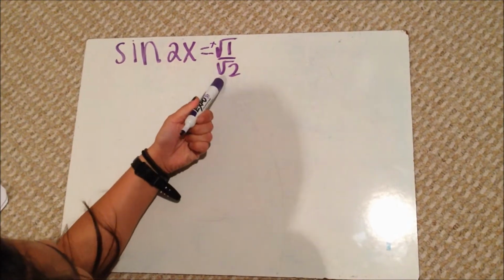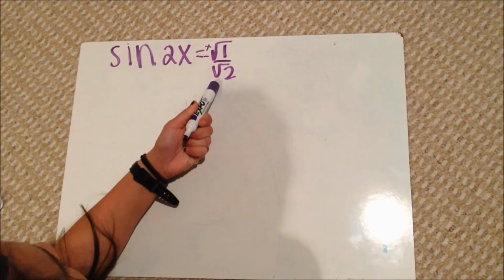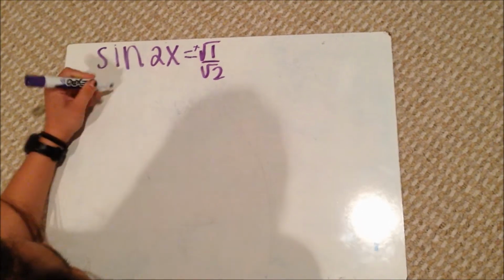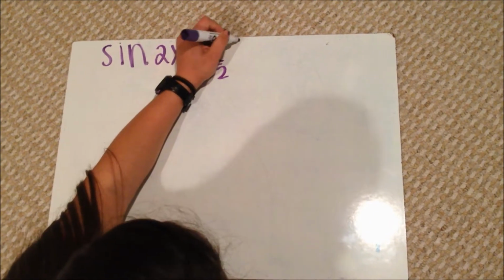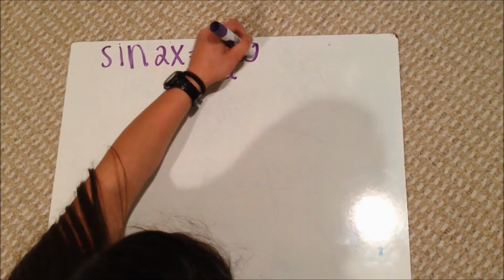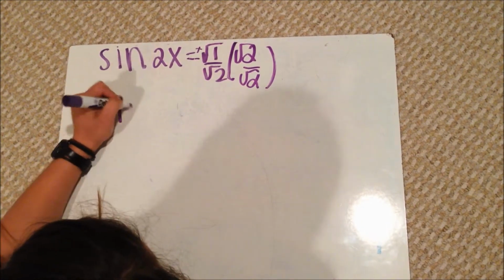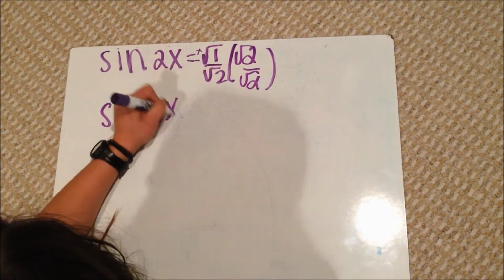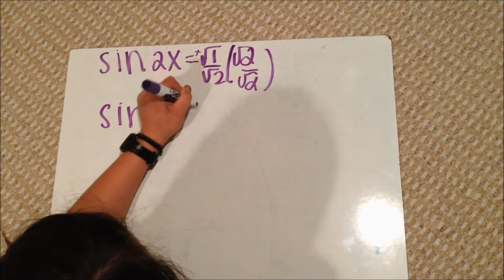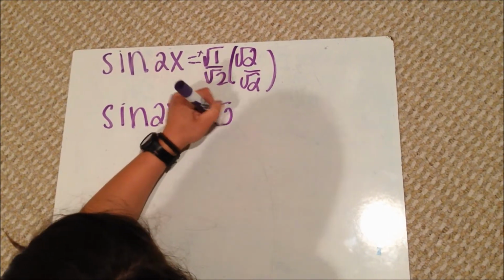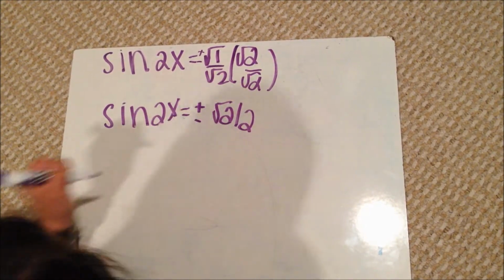Now you see here that we have a radical in the denominator, which we have to get rid of. So what you'd have to do is rationalize it by multiplying by radical 2. Then you would get sine 2x equals plus or minus radical 2 over 2.